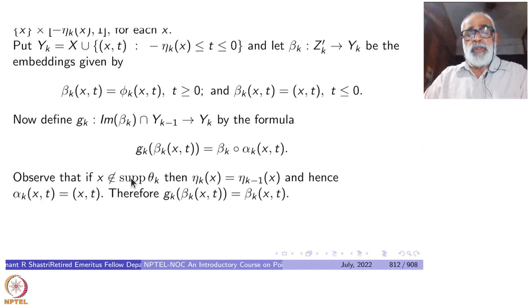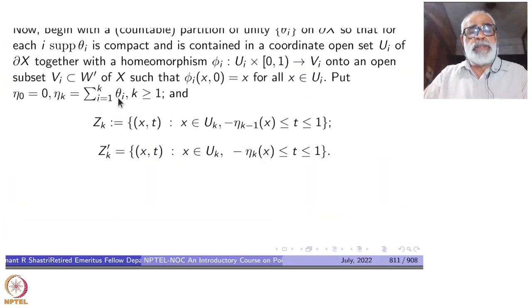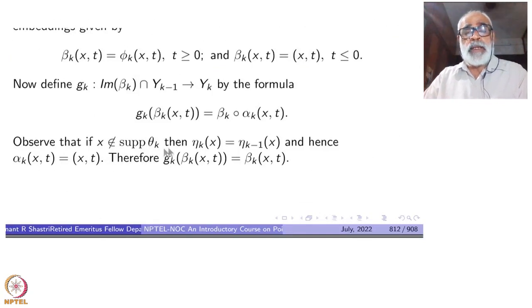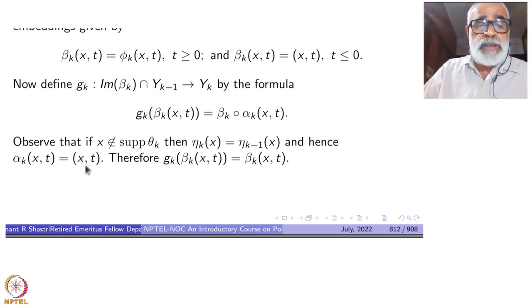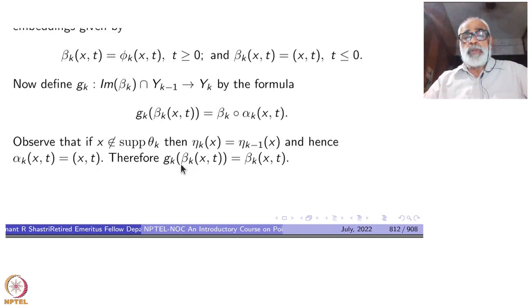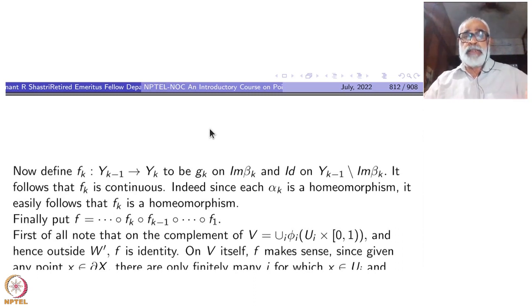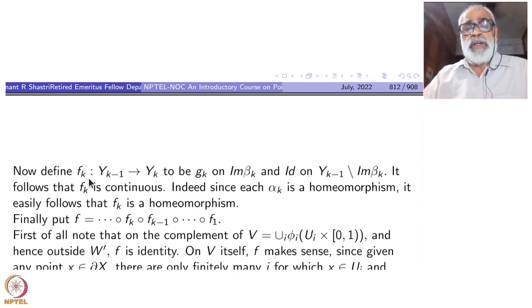Okay. If x is not in the support of theta k, then eta k will be 0, right? So if eta k is 0, what is this summation? It will be eta k minus 1. So that point will be inside zk, not in zk prime. Though I put this one, okay, for points wherein x is not in the support of this theta k, eta k is eta k minus 1. Therefore, alpha k of xt will be just xt. Therefore, gk of beta k of xt will be beta k of xt throughout. Outside, for negative things, it is just xt, both of them are xt. But now because of this one, gk of beta k of xt will be just beta k of xt, because this is identity. So the stretchings are extending one from the next one. That is important. Okay. Now we define fk from yk minus 1 to yk.